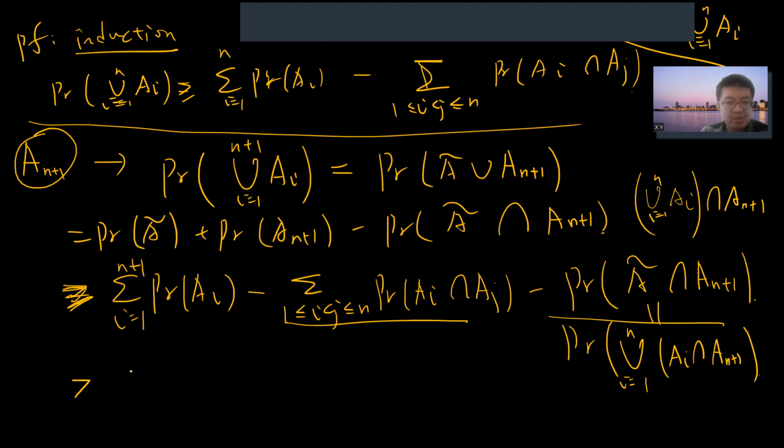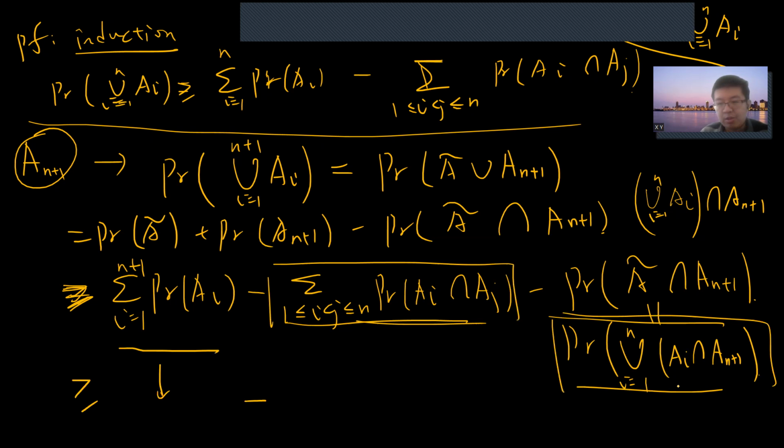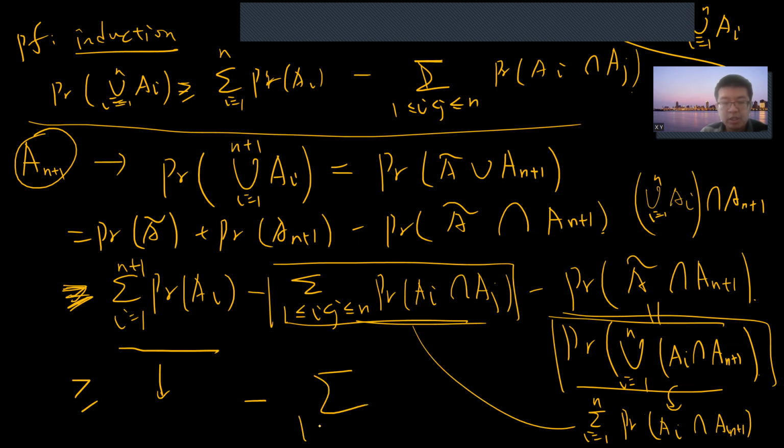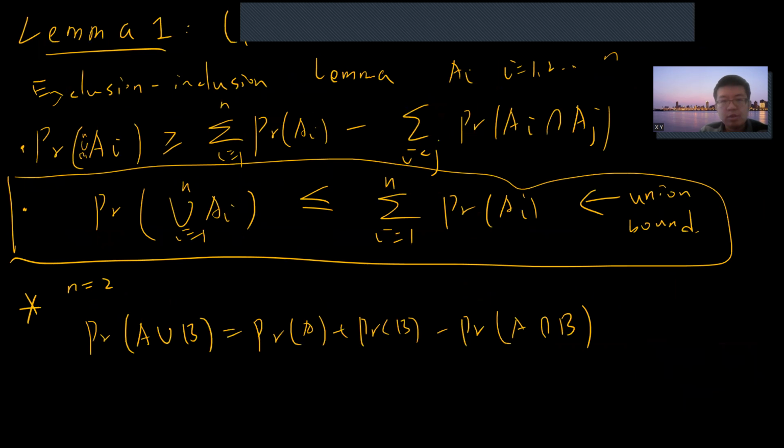So the first term is exactly here. The rest, this term, I can replace with the sum over i from 1 to n of the probability of A_i intersection with A_{n+1}. Combining these two terms gives exactly what we want: the sum over i, j from 1 to n+1 of the probability of A_i intersection with A_j. So that finishes the proof. This lemma is simple, it's just simple probability. Hopefully it's not so difficult.